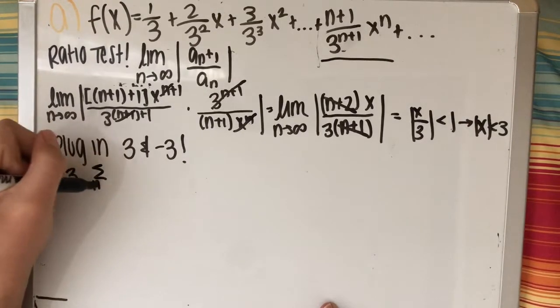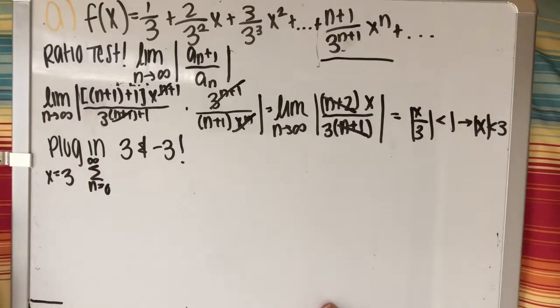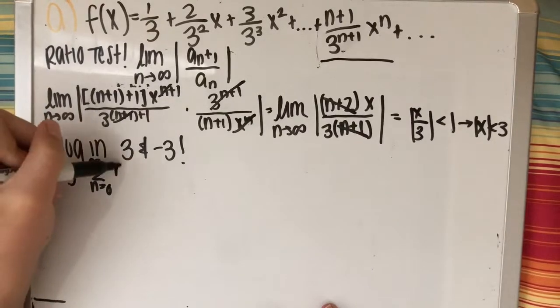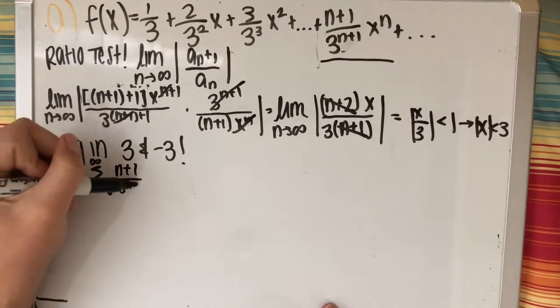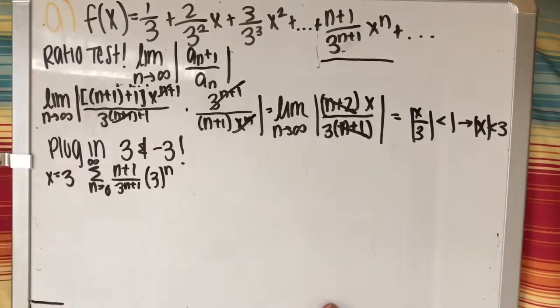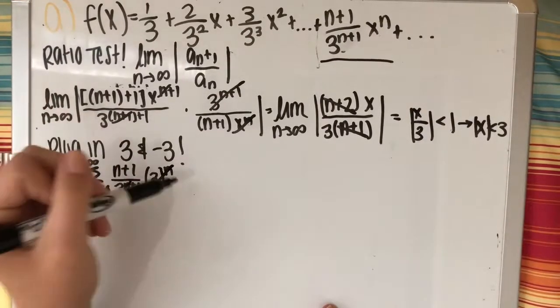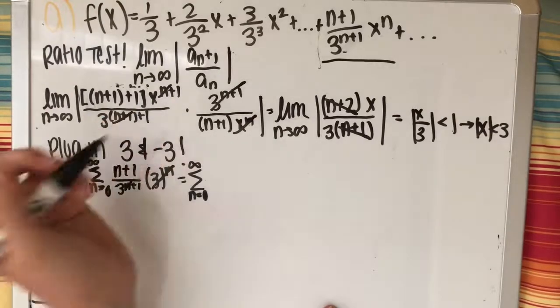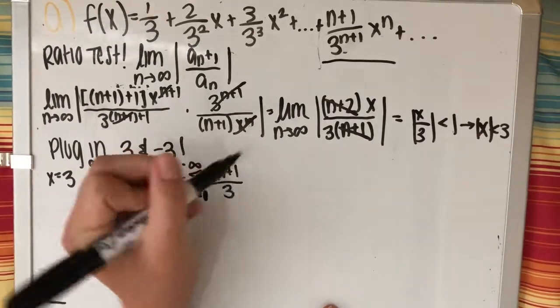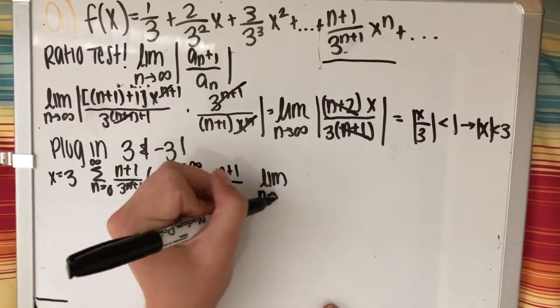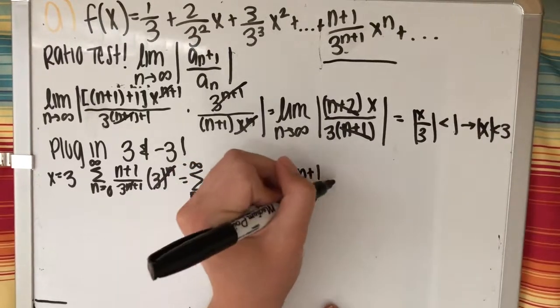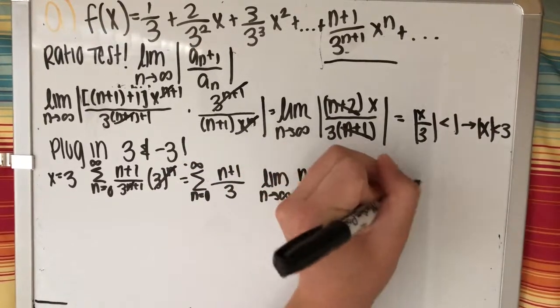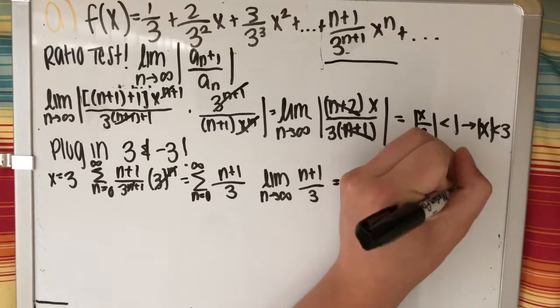First, for x equals 3, we're going to have the series from n equals 0 to infinity of n plus 1 over 3 to the n plus 1 times 3 to the n. 3 to the n is going to cancel on the top and on the bottom, so we're going to be left with a series from n equals 0 to infinity of n plus 1 over 3. Then we're going to use the divergence test, so limit as n approaches infinity of n plus 1 over 3. This is going to go to infinity, so that means it's going to diverge by the divergence test.